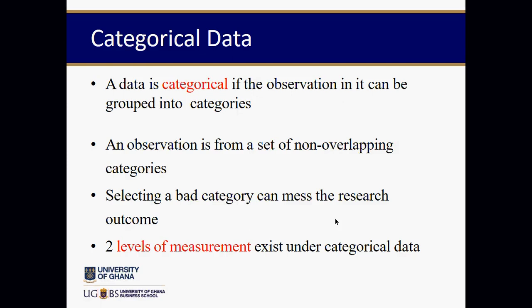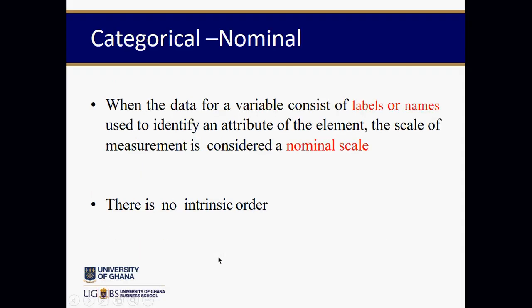So, categorical data. A data is categorical if observations in it can be grouped into categories. So an observation is from a set of non-overlapping categories. Selecting a bad category can mess up the research outcome. Two levels of measurement exist under categorical. When the data for a variable consists of labels or names used to identify an attribute of the element, the scale of measurement is considered nominal.